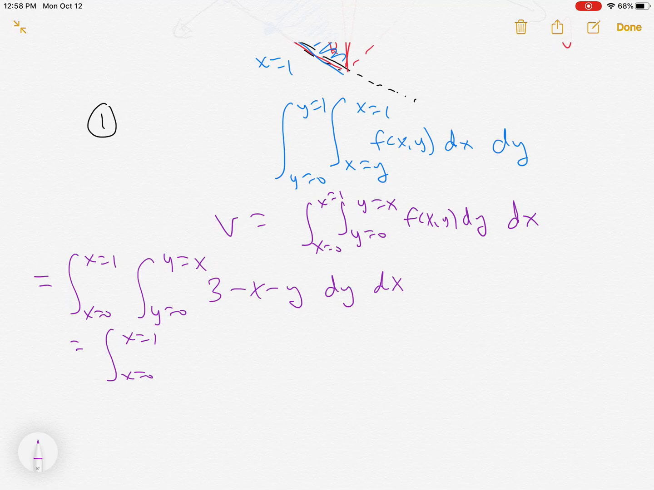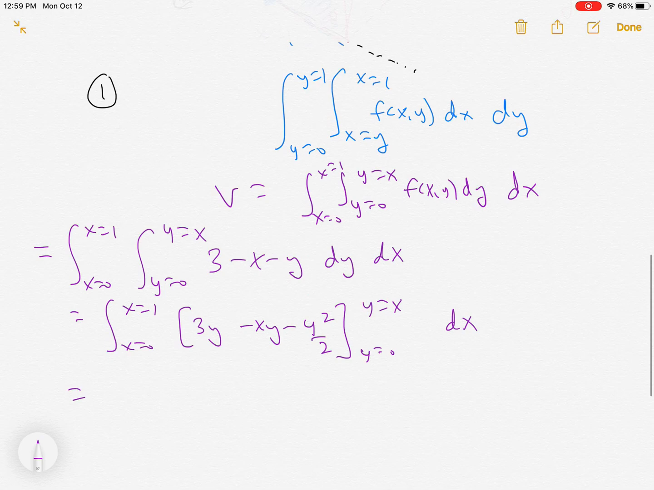Integrate with respect to y, you get 3y minus xy minus y squared over 2 evaluated from 0 to x. And so this becomes x goes from 0 to 1. You plug in x, you get 3x minus x squared minus x squared over 2 minus 0.